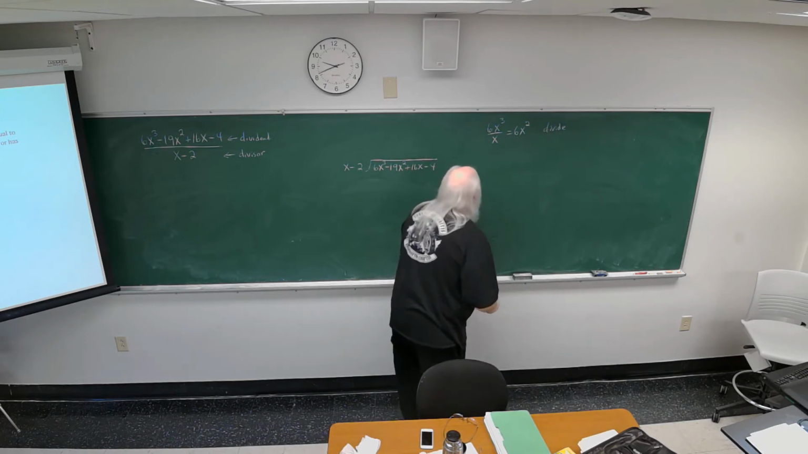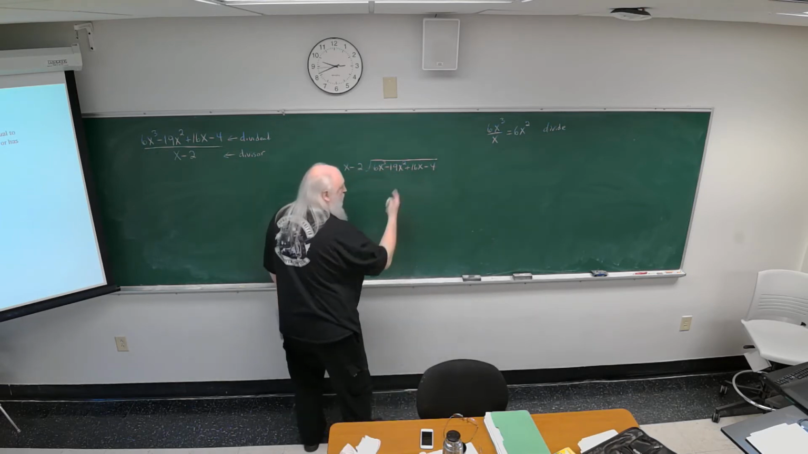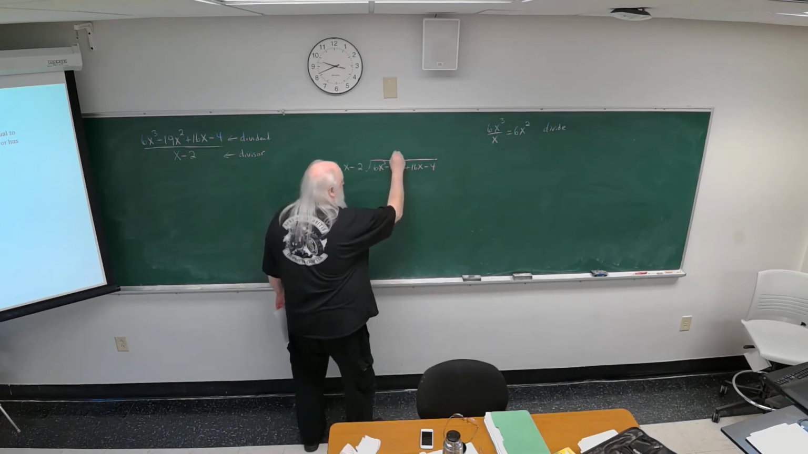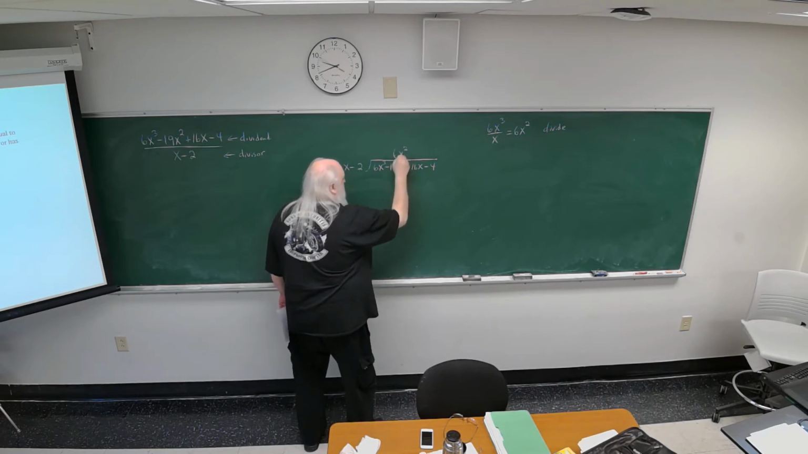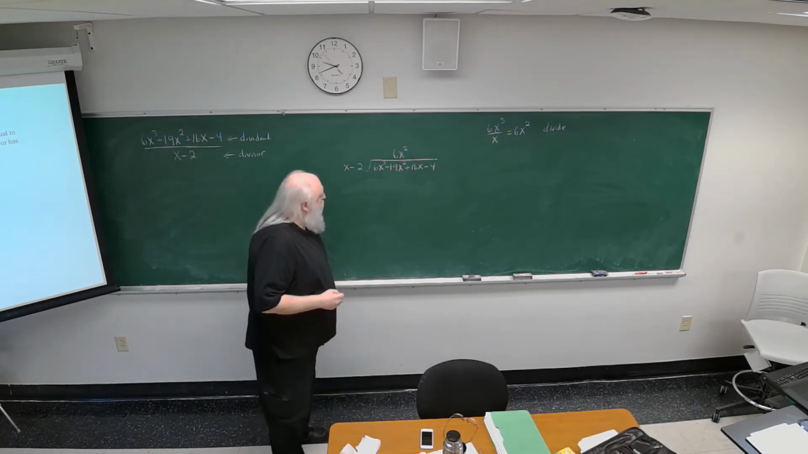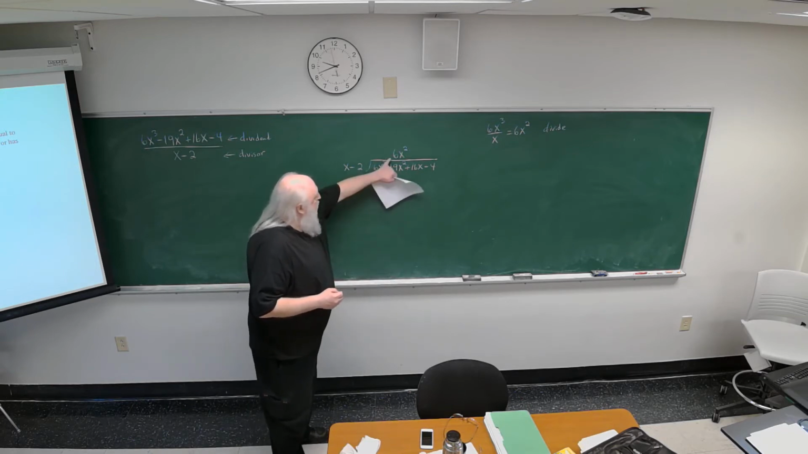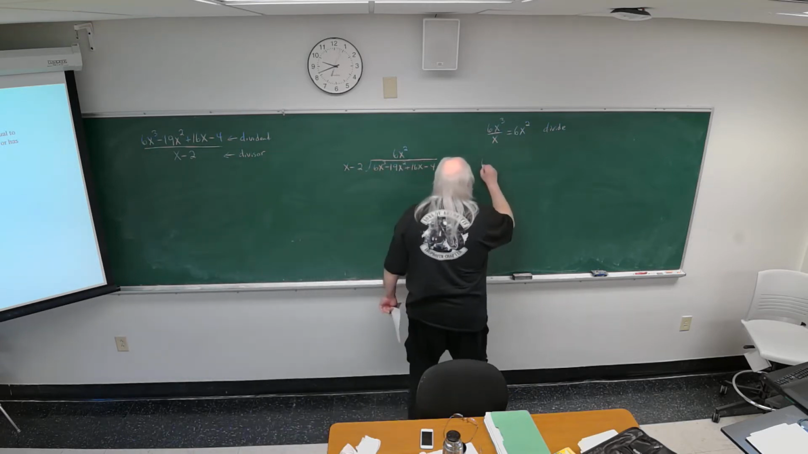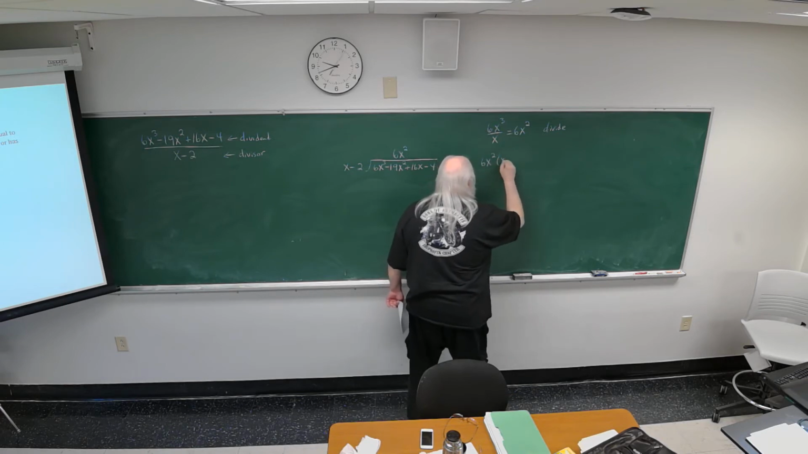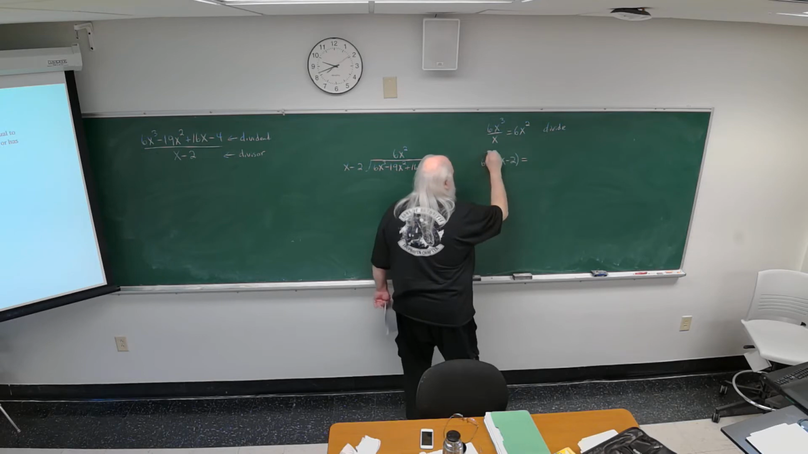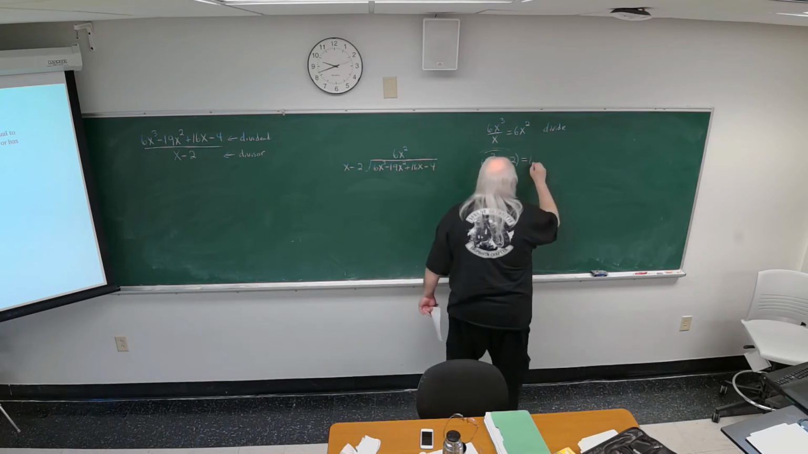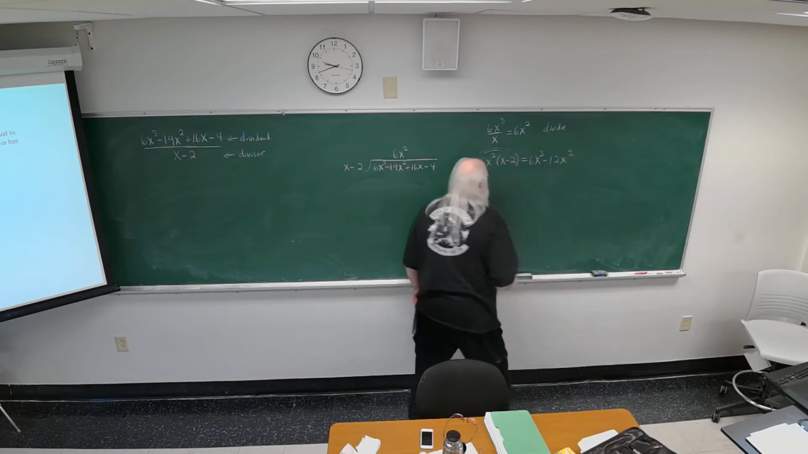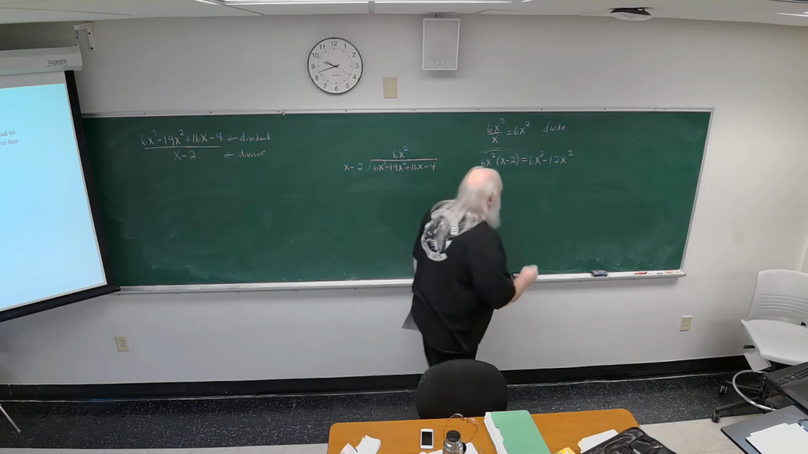Now the multiply. That 6x squared goes up here above the long division symbol, above the x squared term in the dividend. And now we do the multiply. We multiply 6x squared times x minus 2. And when you distribute the 6x squared, you have 6x cubed minus 12x squared. That's the multiply.